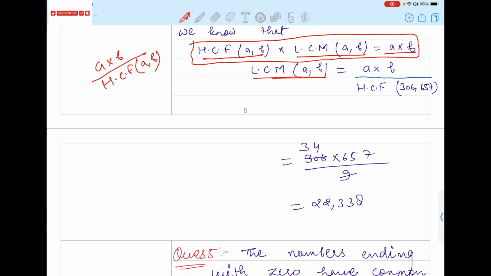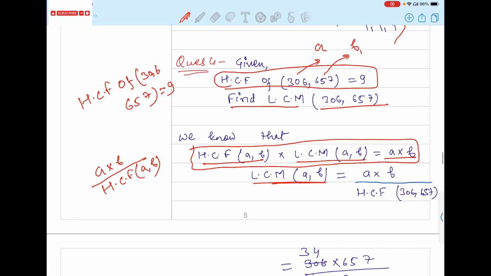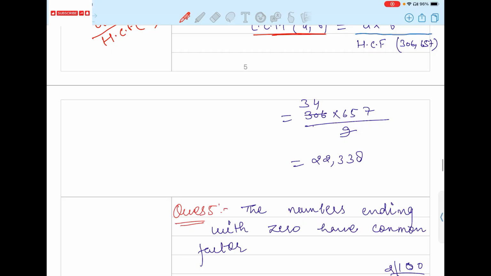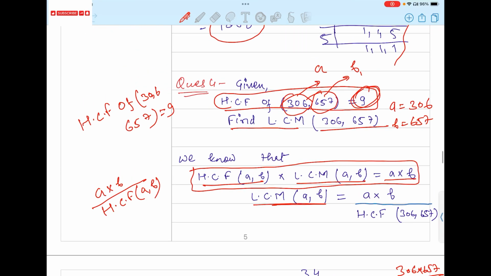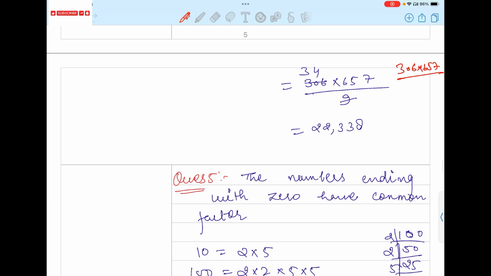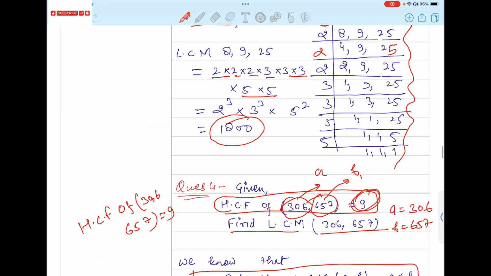Similarly, here A is 306 and B is 657. Okay. So now the product of these numbers, and what is the HCF? Here the HCF is given as 9. So divide, and we will get the LCM of those two numbers. Okay, it is asked in question 4.